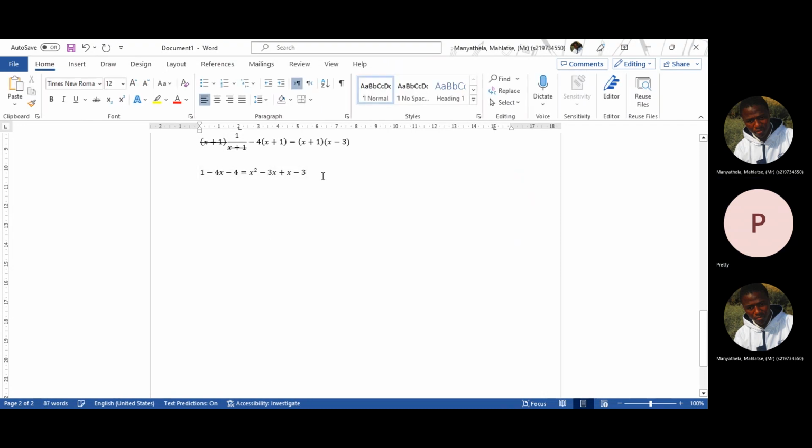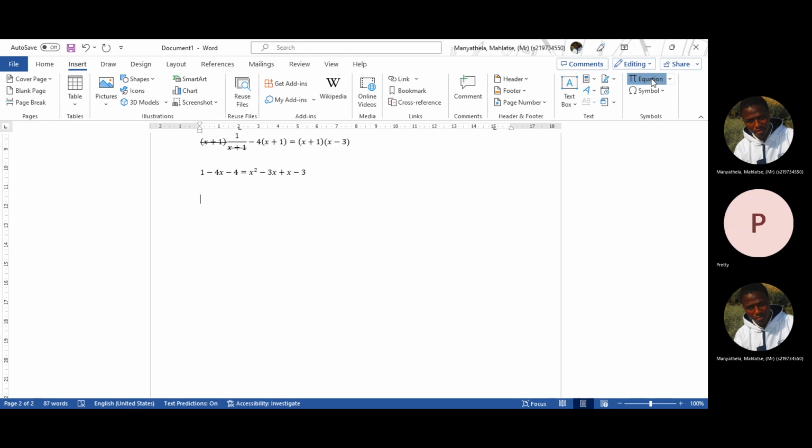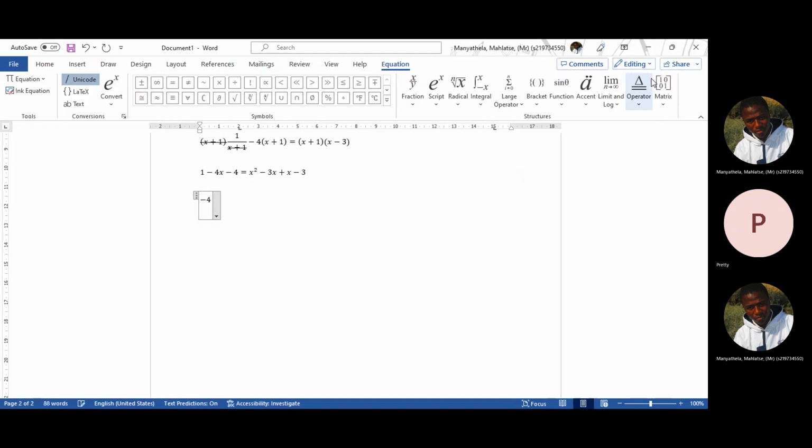When we add the like terms, we have 1 minus 4. What is 1 minus 4? Minus 4 is minus 3. We have minus 3 instead. Then minus 3 plus 1 is minus 2. Minus 2 again, minus 2x minus 3. Okay, fine. Let's take this one across. We take minus 4x minus 3 across again.